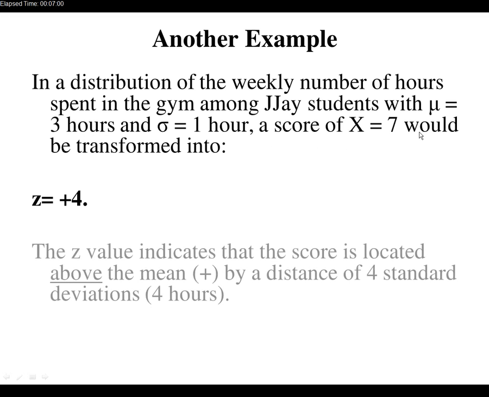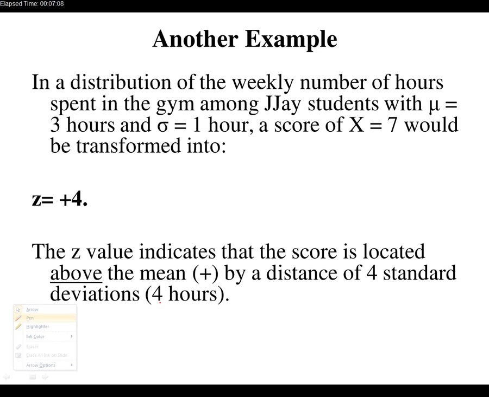Okay, so the mean is 3, the standard deviation is 1 hour, so it's 4 hours or 4 standard deviations above. The z value indicates that the score is located above the mean. Here's the mean. What's the mean? The mean is 3, and I'm way out here at 7, and it's definitely on the plus side. If it was 2, where would it be? It'd be on the negative side, right? But we're on the plus side, so it's 4 standard deviations away. z equals +4. You're getting the idea that these z's are pretty easy, right?